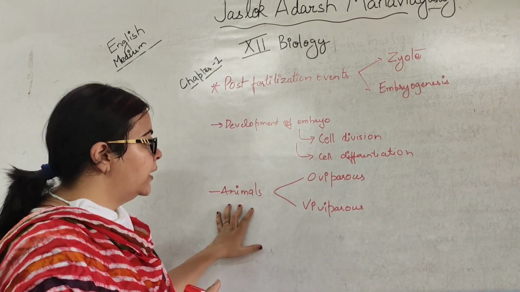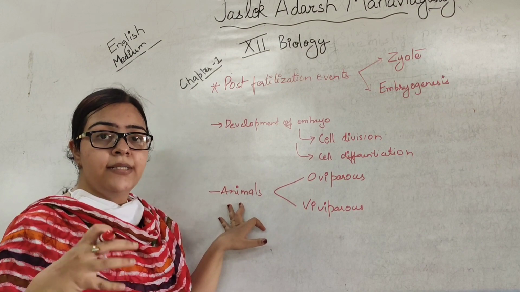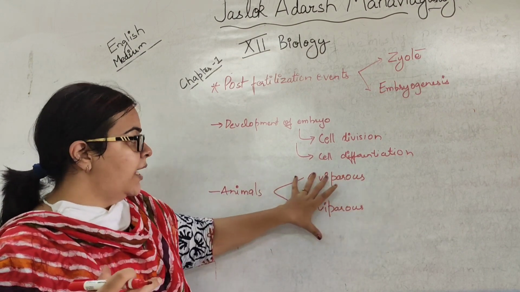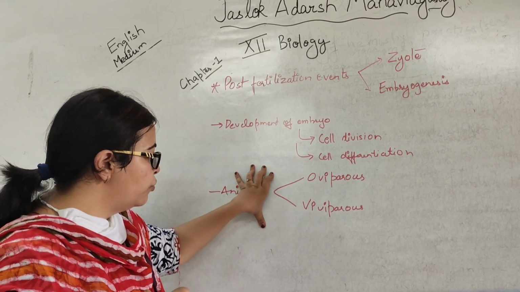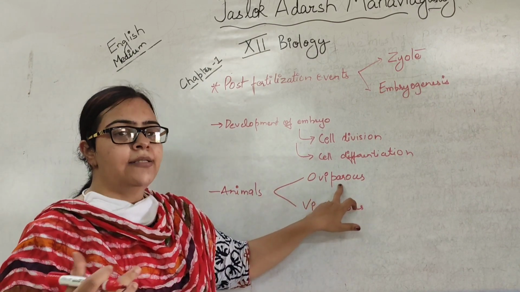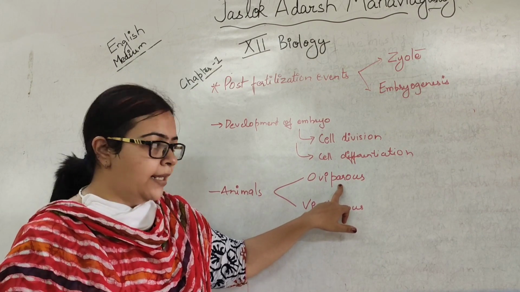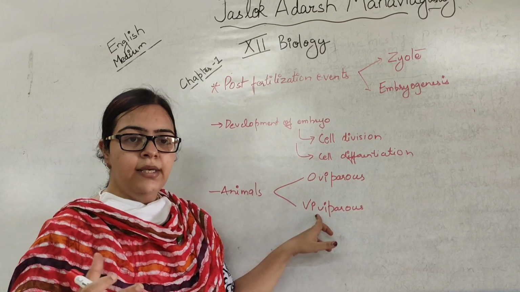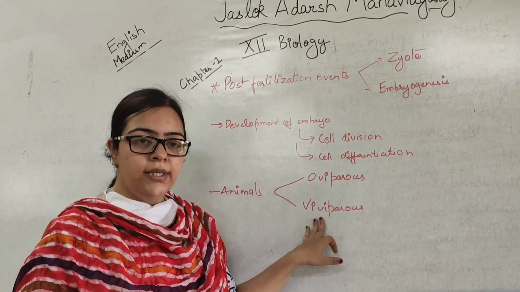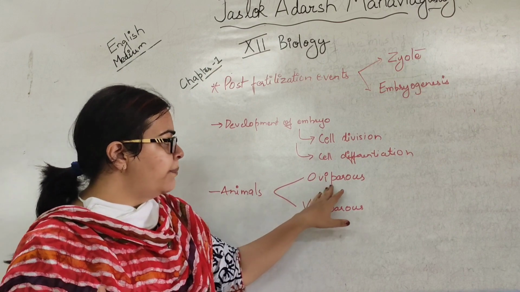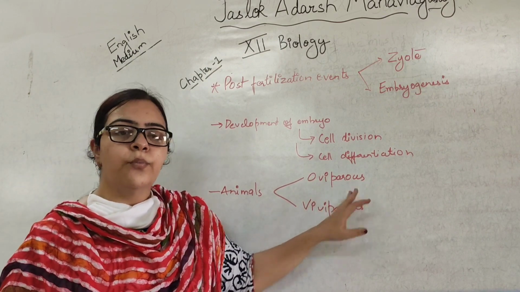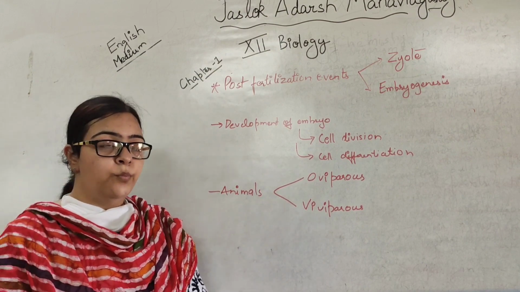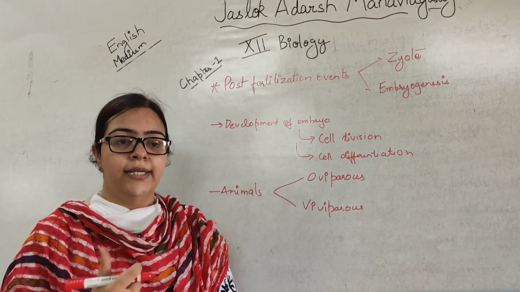Animals, based on the development of the zygote inside the female body or outside the female body, we have differentiated into two types, that is oviparous, in simple language egg laying, and viviparous, that is they give birth to young ones. Oviparous animals are egg laying animals where eggs will be produced. These eggs can be covered with a hard calcareous shell or a leathery coat.